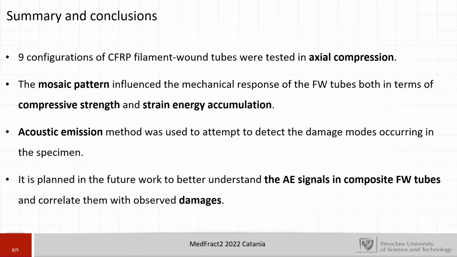To conclude, 9 configurations of composite fiber reinforced plastic filament wound tubes were tested in axial compression loading. We have seen that the mosaic pattern influences the mechanical response of the tubes, both in terms of compressive strength and strain energy accumulation, depending, of course, on the winding angle.